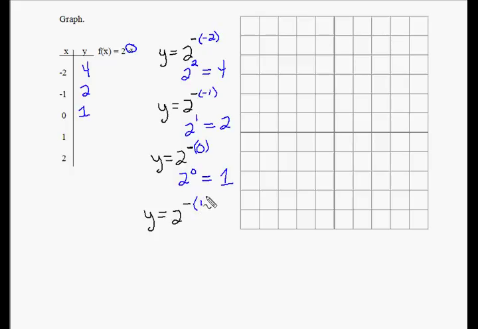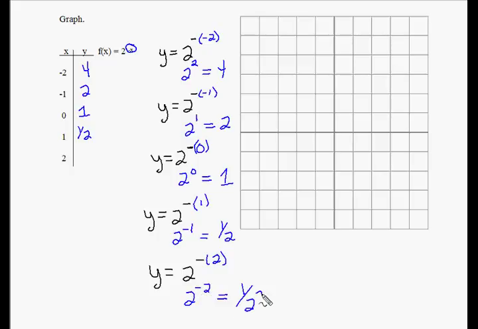So now if we put in positive 1, 2 raised to the negative positive 1 is 2 raised to the negative 1, which is a negative exponent, which indicates that we have a reciprocal. 1 over 2 to the 1 power, which is 1/2. And putting another number into the original equation, we will have 2 raised to the negative 2 power. And a negative exponent is a reciprocal. It's 1 over 2 squared, but 2 squared is 4. So that's 1/4.